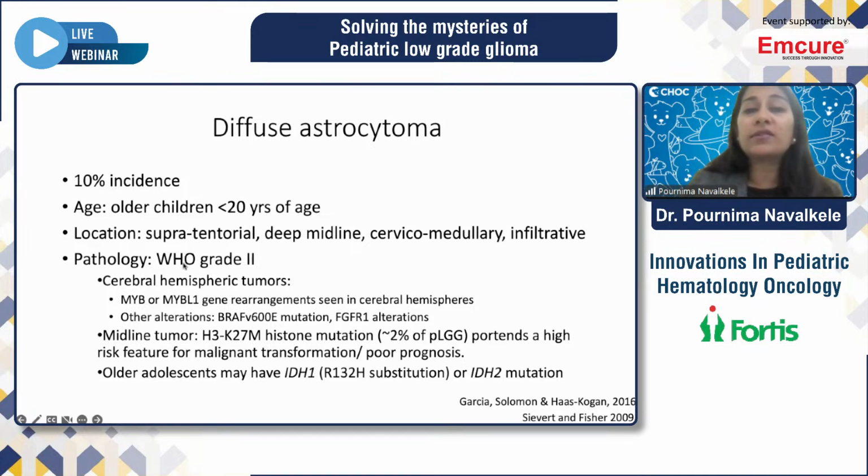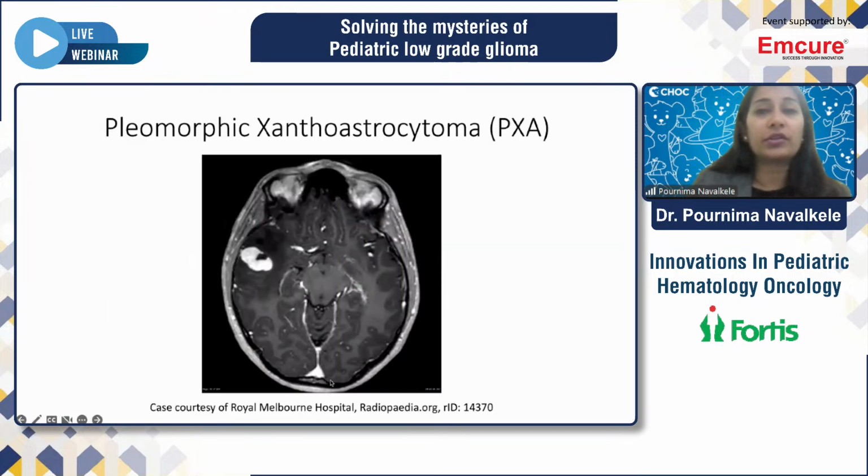The cerebral hemispheric tumors can have MYB or MYBL1 gene rearrangement and are typically seen again in a supratentorial location. The other alterations which are seen are the BRAF V600E mutation or the FGFR1 alteration. For the midline tumors, the H3K27M mutation portends a very high risk feature for malignant transformation or poor prognosis. Older adolescents with diffuse astrocytomas can have IDH1 or IDH2 mutation.